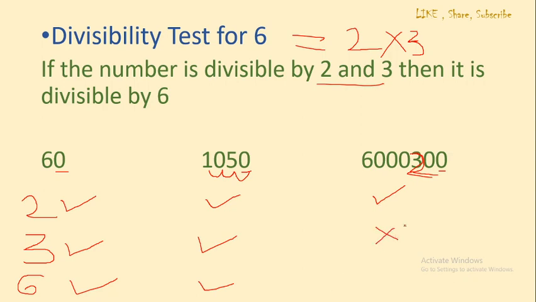So as the number is not divisible by 3 and is divisible by 2 only, our given number will not be divisible by 6. This is the main thing, that it should be divisible by both 2 and 3. If it is not divisible by either one of 2 or 3, then the number will not be divisible by 6.